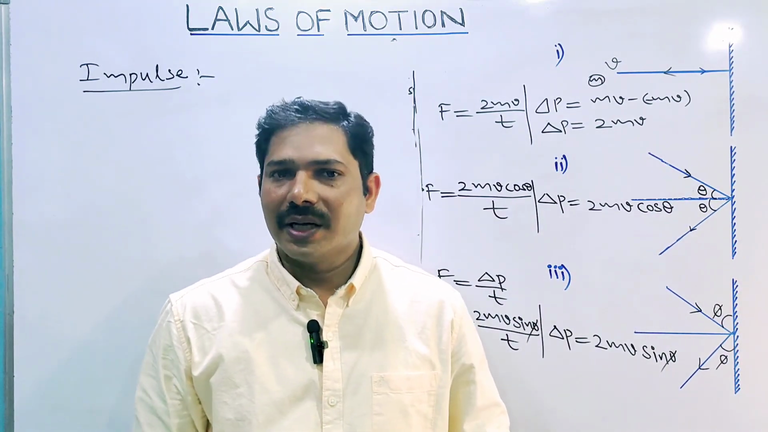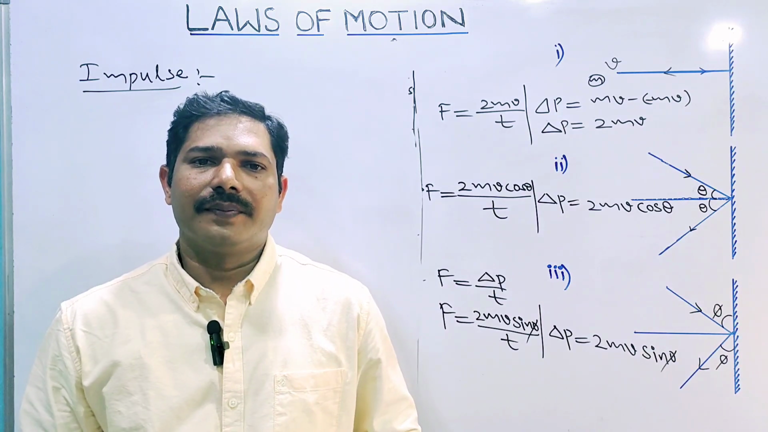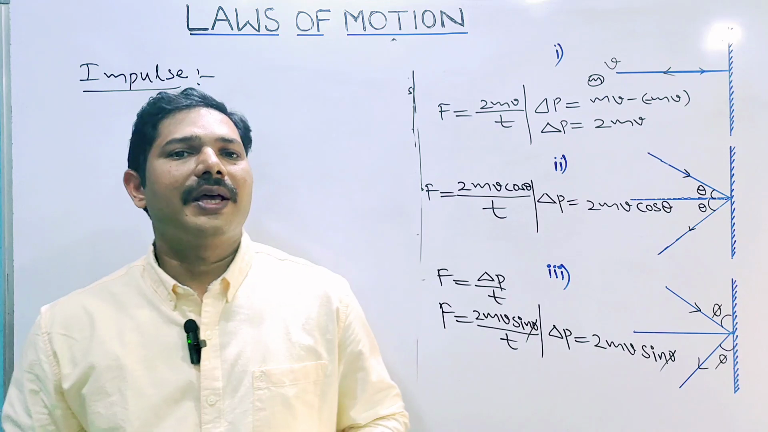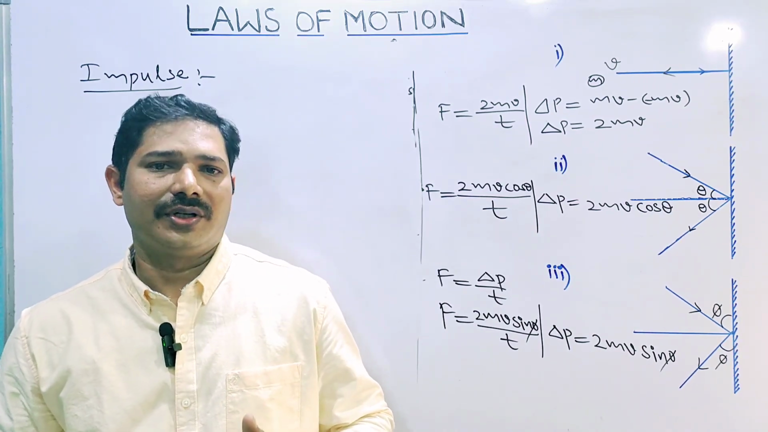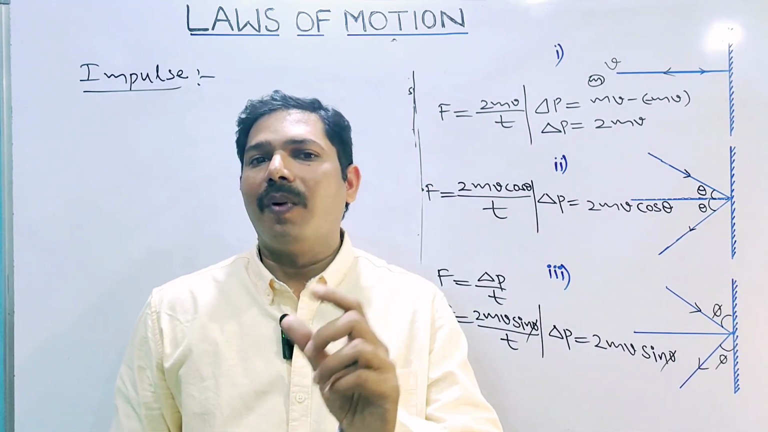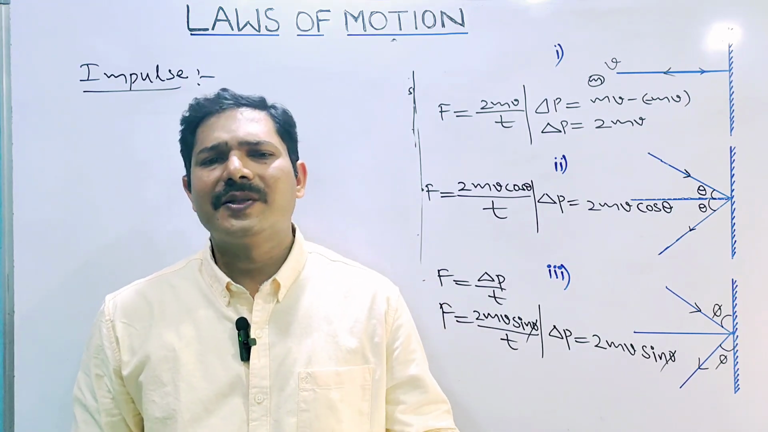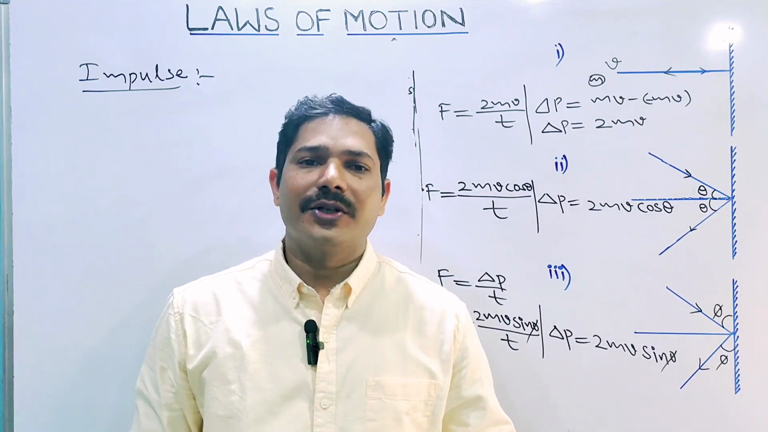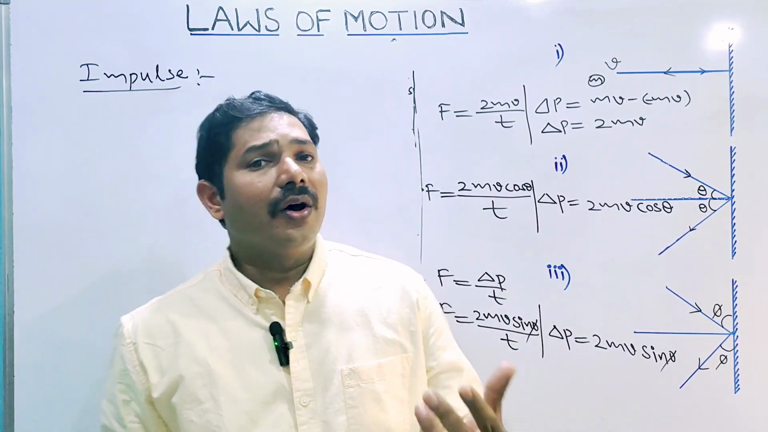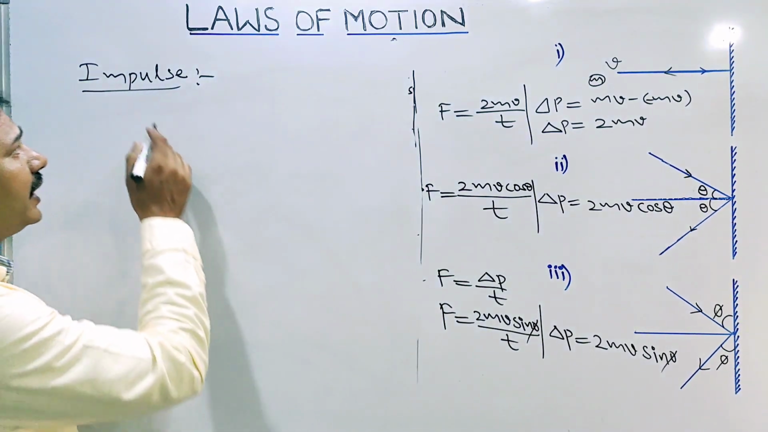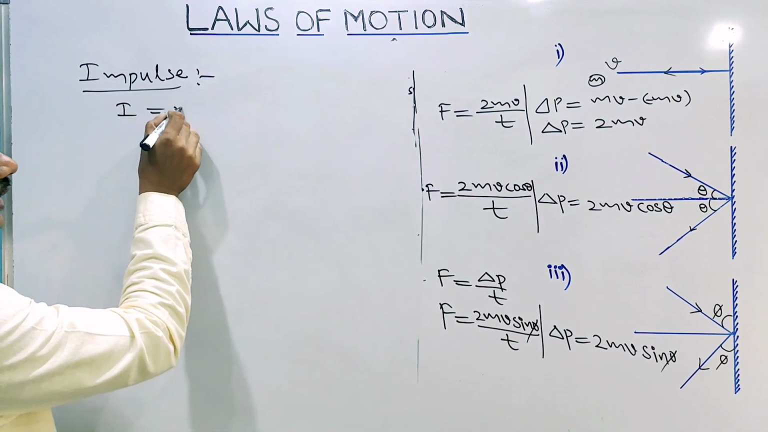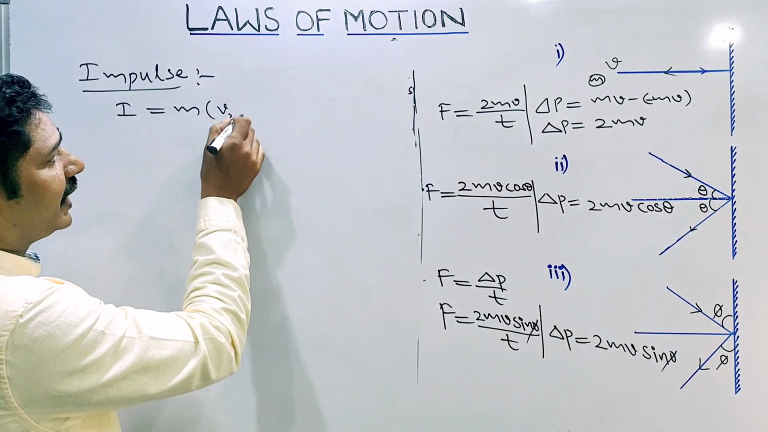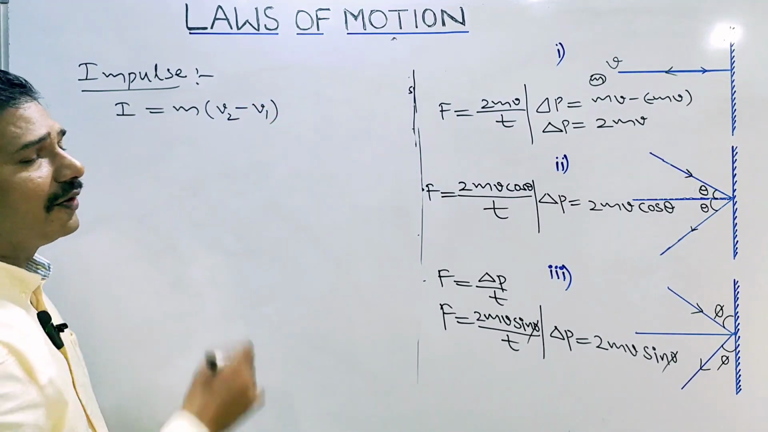Example, in cricket we can observe that whenever the batsman wants to hit a sixer, he applies a large amount of force, but the duration of contact between ball and bat is very small. Here a large force acted for a very short interval of time. This is called impulse. Impulse I equals change in momentum, final momentum minus initial momentum, so we can write m into v2 minus v1.